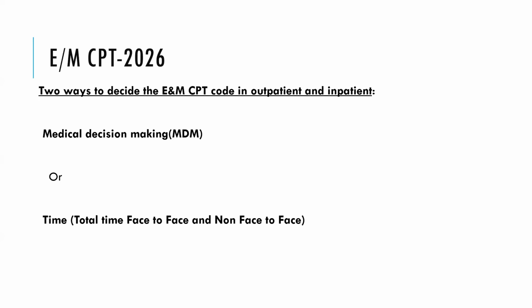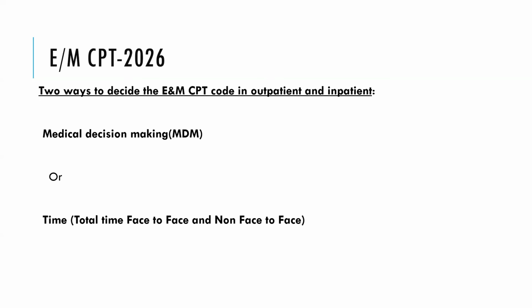So there are two ways by which we can get the CPT code. One is with the help of medical decision making, and another method is based on time, right? Today we are going to focus on medical decision making. As you already know, under MDM we have problem point, data point, risk. So let's see, I will show you now.